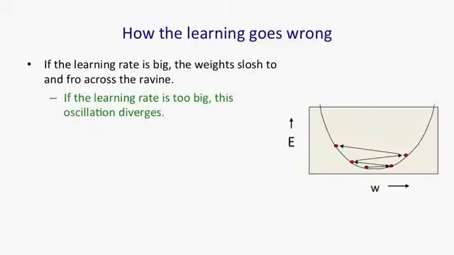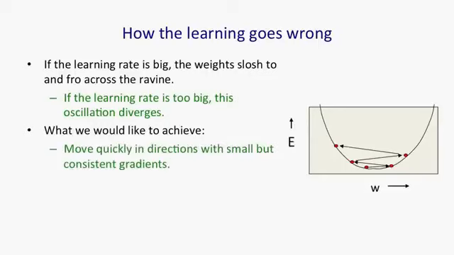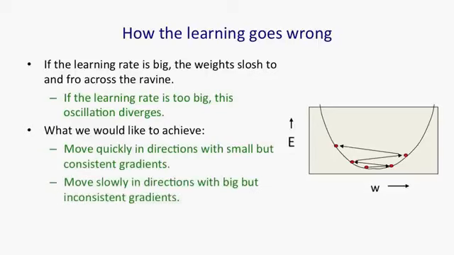So the way the learning goes wrong if you use a big learning rate is that you slosh to and fro in the directions in which the error surface is very curved. We'll call that sloshing across a ravine, and with the learning rate too big you'll actually diverge. What we want to achieve is that we go quickly along the ravine in directions that have small but very consistent gradients, and we move slowly in directions with these big but very inconsistent gradients. That is, if you go in that direction for a short distance, the gradient will reverse sign.